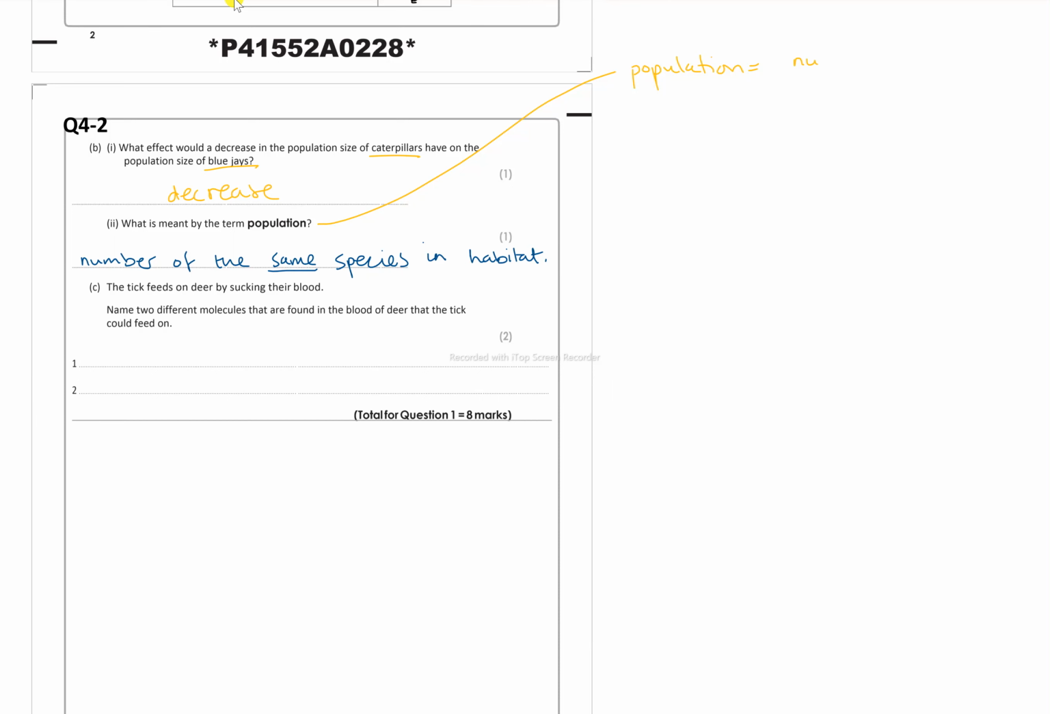Right. Ticks feed on deer by sucking their blood. Name 2 different molecules that are found in blood. Right, you could say it's got carbohydrate, and just say protein or amino acids. You can also have lipids. You can name minerals or ions. So for example, sodium ion. You could have vitamin, just say C, and it will contain water. So any of these.